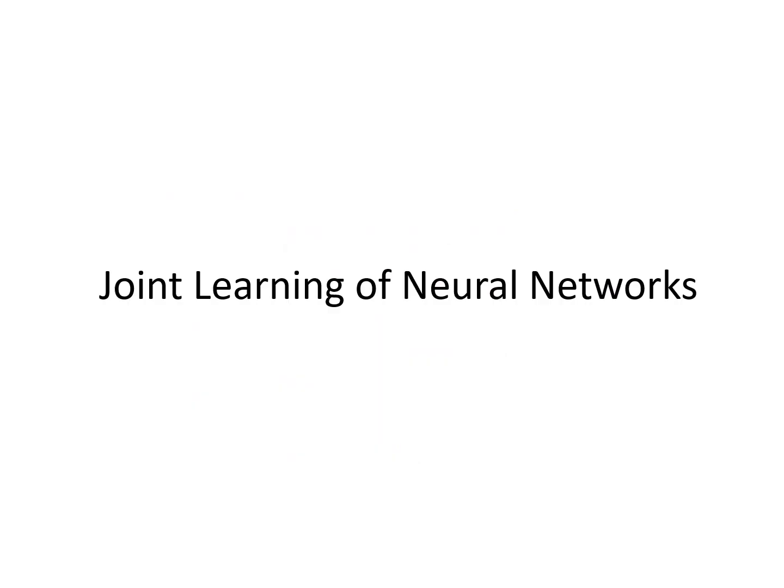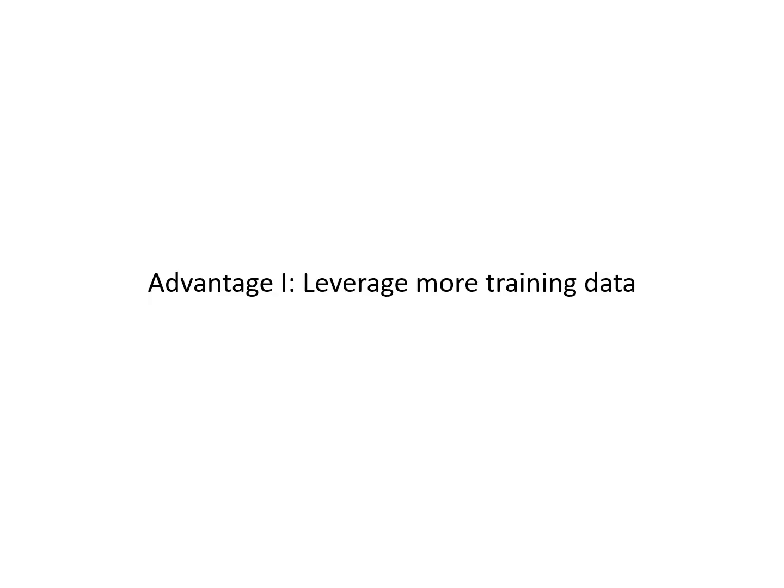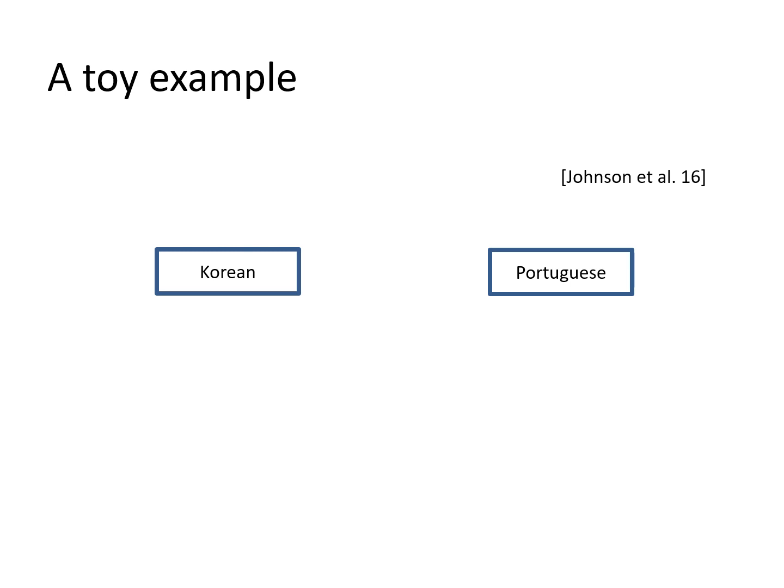Similarly, instead of just training a single map, a single neural network, we can consider joint learning of neural networks. The benefits are twofold. The first benefit is that it leverages more training data. Here is a toy example where we have two languages, and we want to train a machine translation model that maps one language into another. But unfortunately, we don't have sufficient paired data.